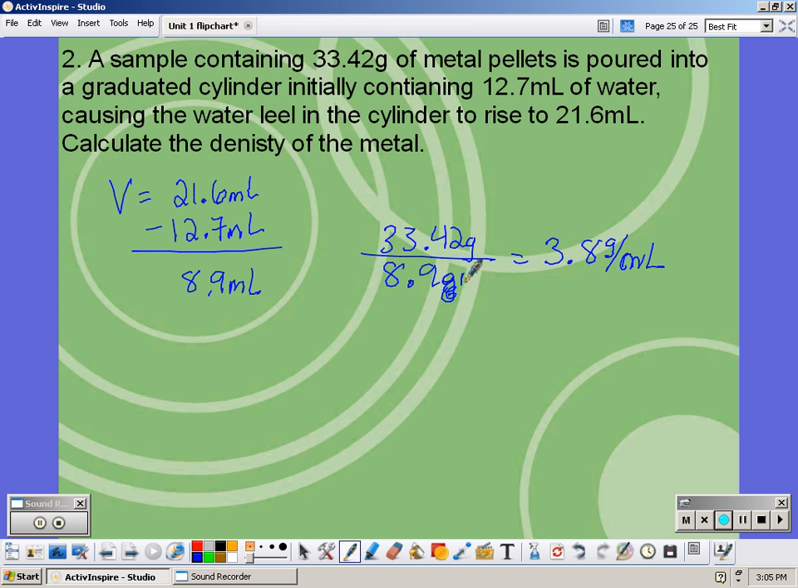Notice that I've written units for everything. You have to have units with all numbers.